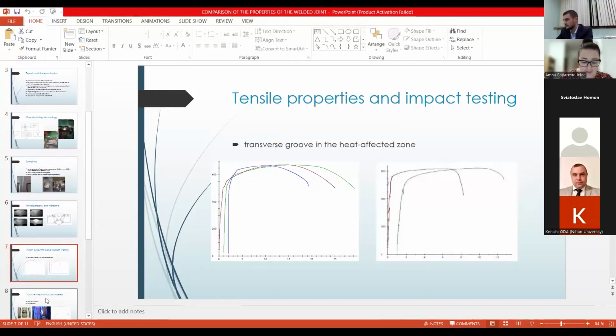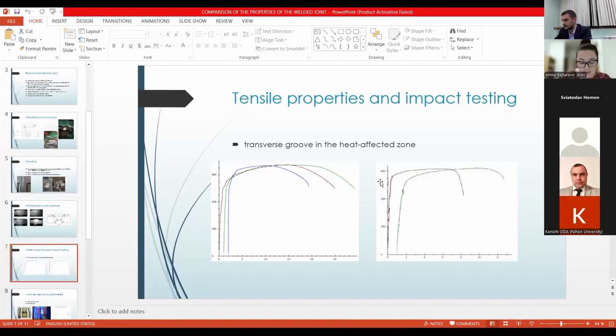Test specimens were adjusted by introducing a transverse groove in the heat affected zone, the primary area of investigation. Typical tensile test curves for series 1 and series 2 are illustrated in these figures. Based on the tensile test results presented in the paper, it can be concluded that the measured values align with the standard properties of the analyzed materials and the specification in the manufacturing certification documentation.